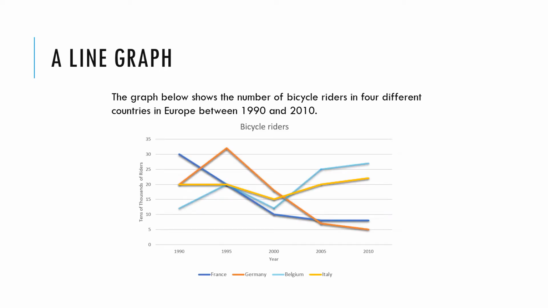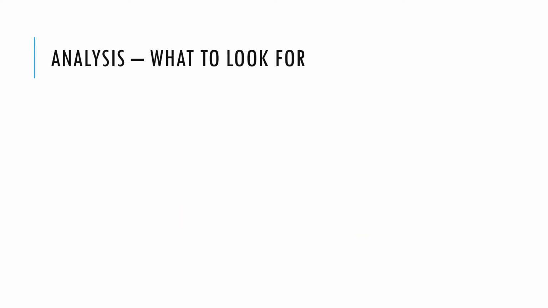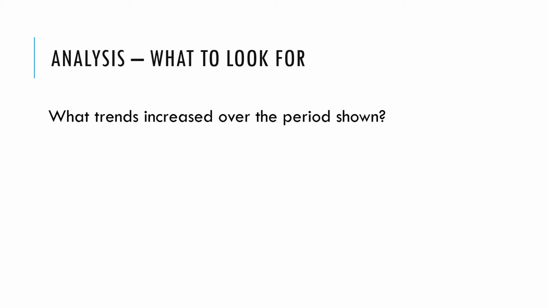Our line graph shows the number of bicycle riders in 4 different countries in Europe between 1990 and 2010. What to look for when we're analyzing a line chart to write an overview? First, we look for the trends that increased over the period shown. Next, we look for the trends that decreased. These are our 2 main points that we will discuss.